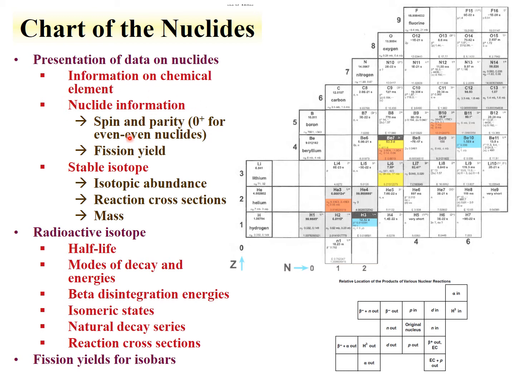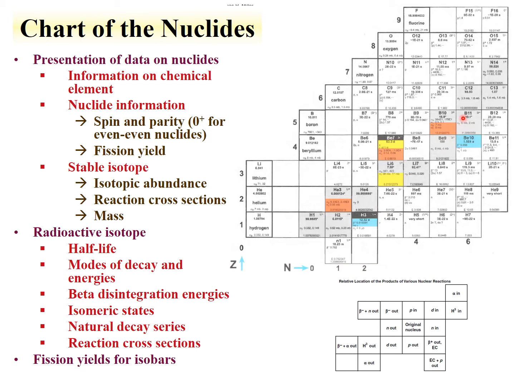There's also nuclide information. So for any given isotope, you can see the spin and parity. For instance, shown here, boron-8 is 2+, carbon-12 is blank, that's because it's 0+. Spin and parity 0+ for even nuclides, so they don't even list those. Carbon-13 is 1/2 minus, carbon-13 NMR. You can get information on fission yield, we'll show that. You can also get information for stable isotopes, for instance, isotopic abundance, reaction cross-sections, and mass.